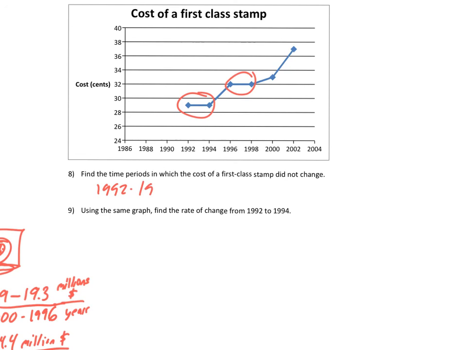1992 to 1994 and 1996 to 1998. Now let's actually find that rate of change between these two here. Between 1992 and 1994, let's find that rate of change using the same formula. We're going to do the new minus the old over the new date minus the older date. Let's go ahead and calculate that.